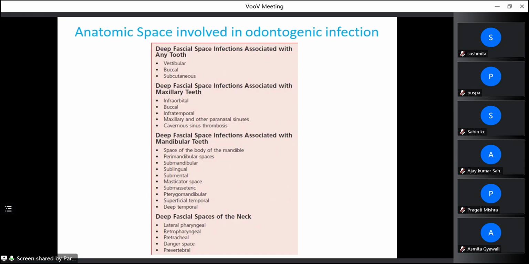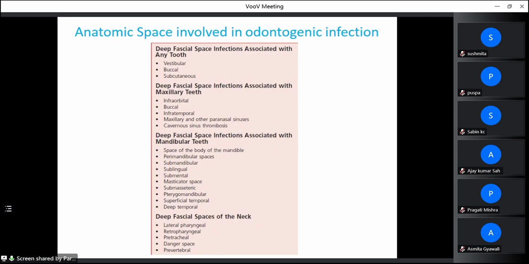Deep facial space infections associated with maxillary teeth are the infraorbital space, also known as the canine space, the buccal space, the infratemporal space, the maxillary and other paranasal sinuses, and cavernous sinus thrombosis. Cavernous sinus thrombosis is a very dangerous condition. The infection may spread from the anterior region of the maxilla and lead to infection of the brain.